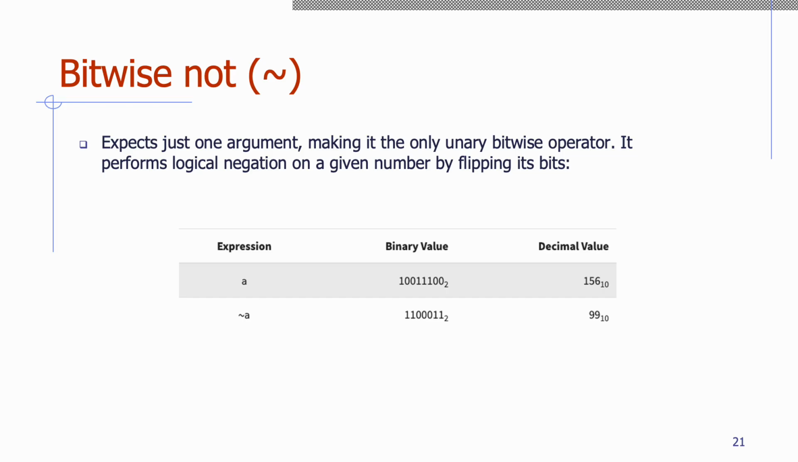Here is an example for bitwise NOT. As we mentioned before, bitwise NOT expects just one argument, making it the only unary bitwise operator. The inverted bits are a complement to 1, which turns zeros into ones and ones into zeros. It can be expressed arithmetically as the subtraction of individual bit values from 1. So bitwise NOT A is going to be 99 in decimal value.